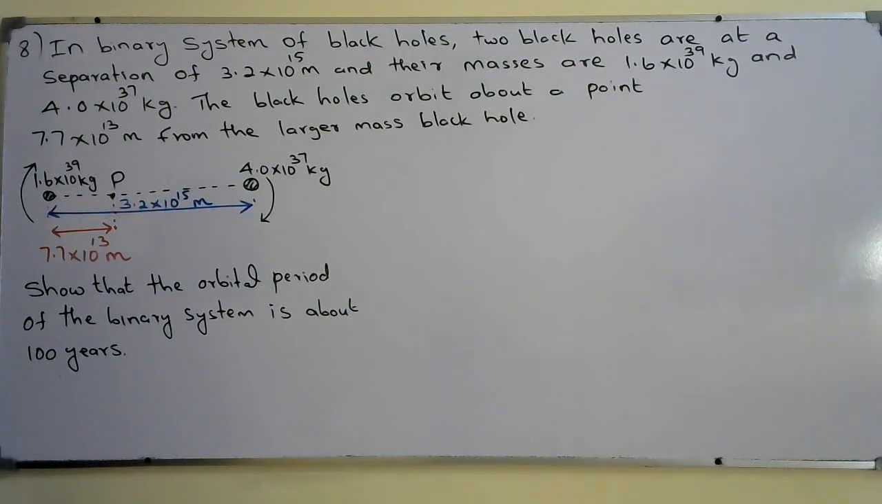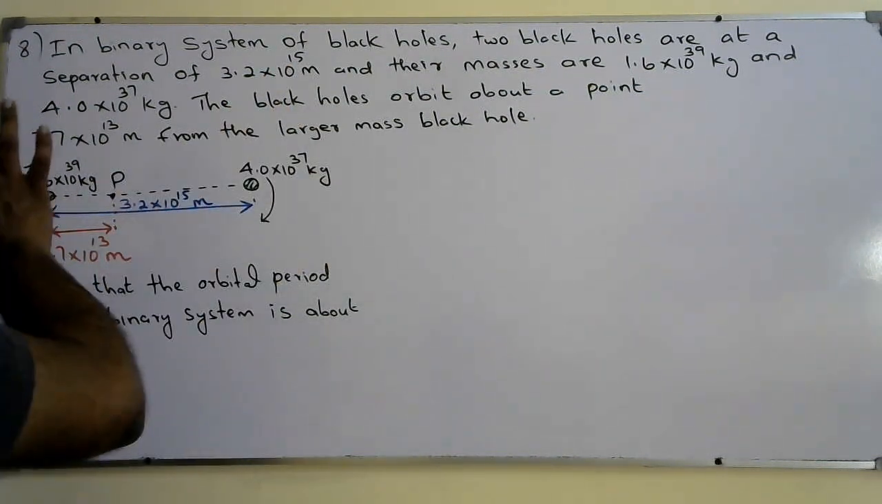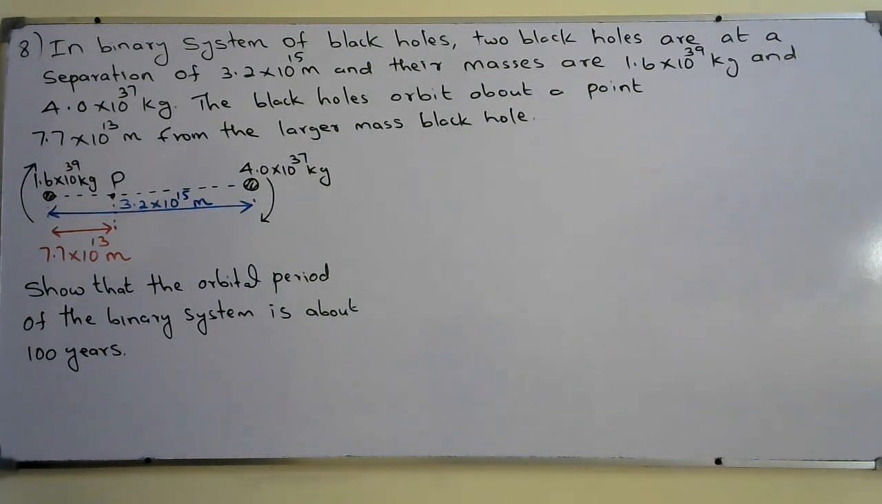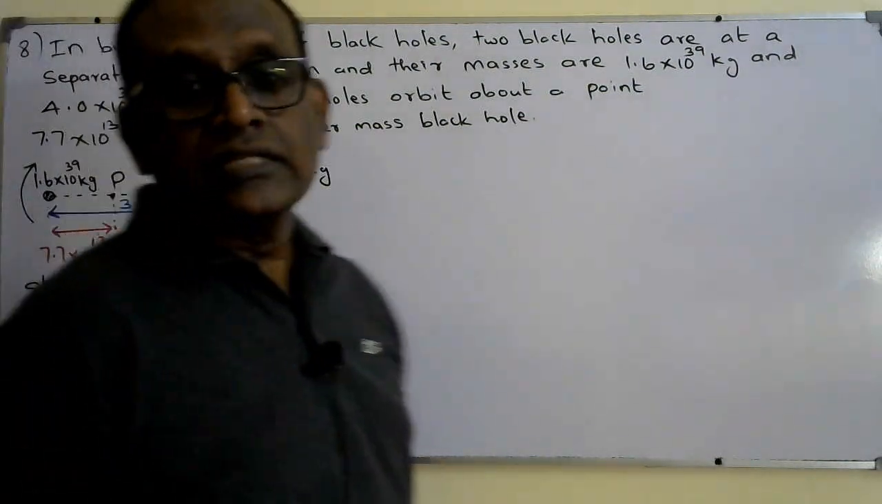Okay, so the 8th question, this is also a past paper question. In a binary system of black holes, two black holes are at a separation of 3.2 × 10^15 meter and their masses are given. The black holes orbit about a point 7.7 × 10^13 meter from the larger mass black hole. That means they will orbit about the common center of mass of the black holes.